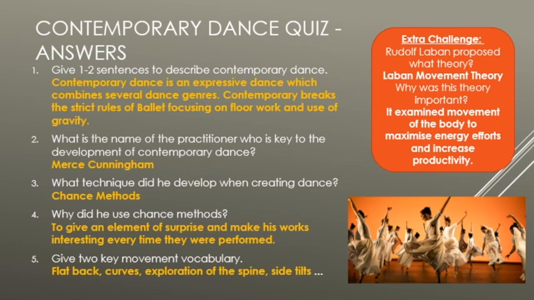Give yourself 2 marks. Now on to the extra challenge. So Rudolf Laban proposed what theory? That was Laban movement analysis, or also shortened to LMA. Why was his theory important? So this theory was important as it examined movement of the body to maximise energy and efforts, but also, as I mentioned, he used this to increase the productivity, specifically in factory workers at the time of World War II. So tot up your answers, let's see how many you got right.